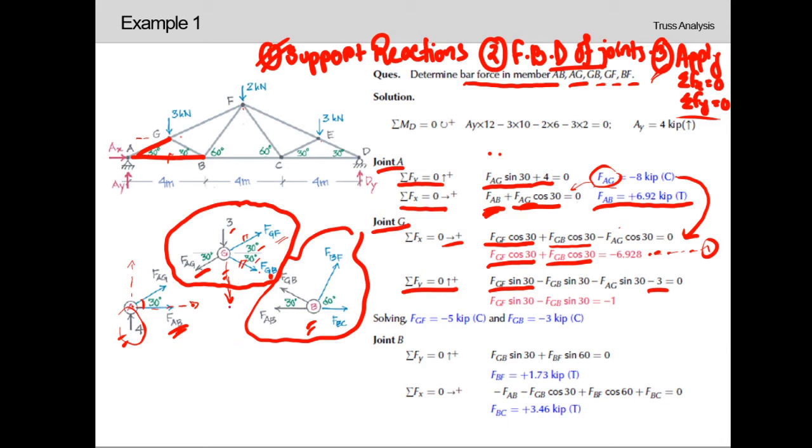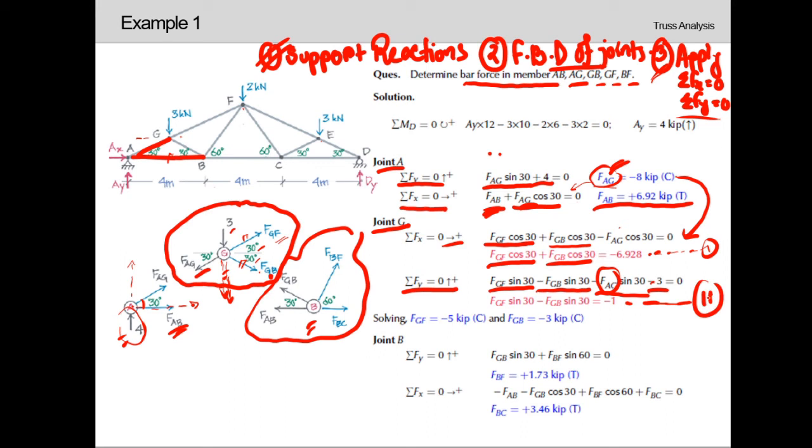So as it is acting in downward direction, it will be minus. Now similarly, FAG will also have a vertical component in downward direction, so it will be FAG sine 30, and as it is acting in downward direction, it will be minus FAG sine 30. So in this way we have formed this equation, and we can see that we already know the value of FAG, and from here we will also be getting another relation for FGF and FGB.